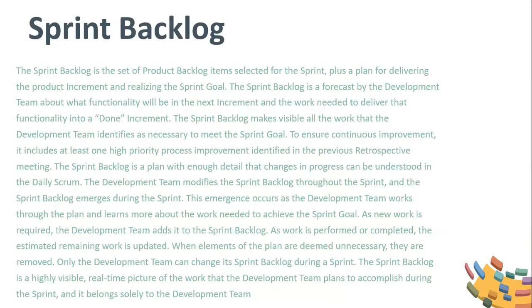This emergence occurs as the development team works through the plan and learns more about the work needed to achieve the sprint goal. As new work is required, the development team adds it to the sprint backlog. As work is performed or completed, the estimated remaining work is updated. When elements of the plan are deemed unnecessary, they are removed. Only the development team can change its sprint backlog during a sprint. The sprint backlog is a highly visible, real-time picture of the work that the development team plans to accomplish during the sprint, and it belongs solely to the development team.